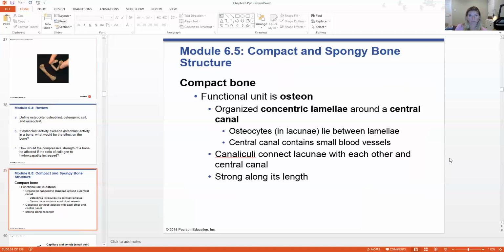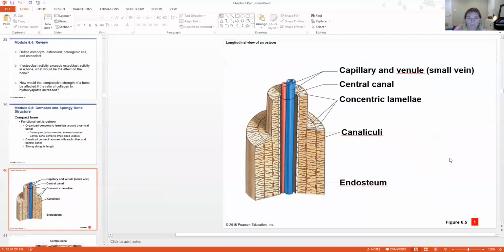it's strong and held together, usually along the length of it. That's where this strength comes from, not the width. So it's not as strong this way, it's more strong this way, and that makes sense because of gravity, right?